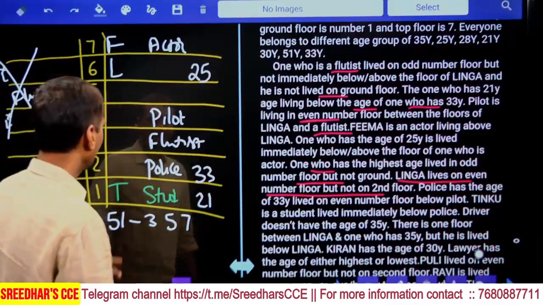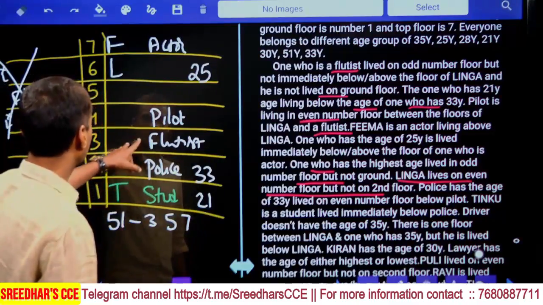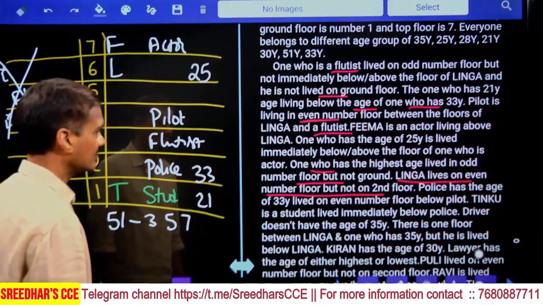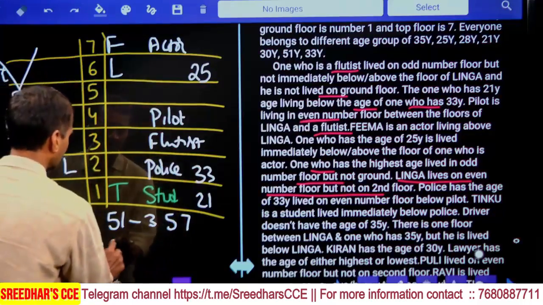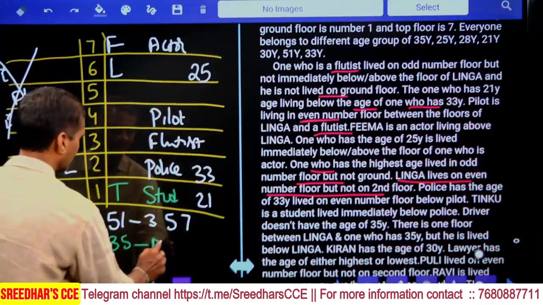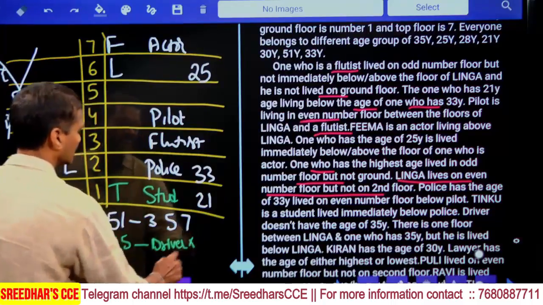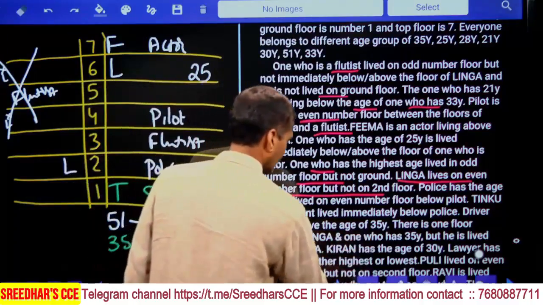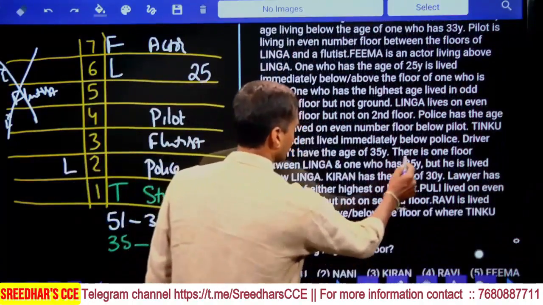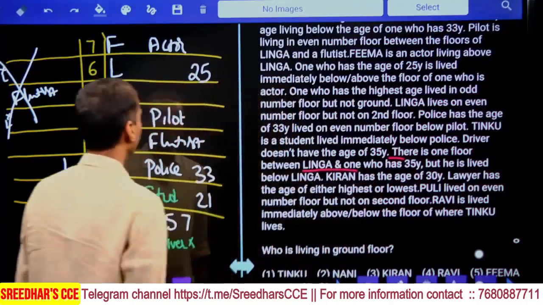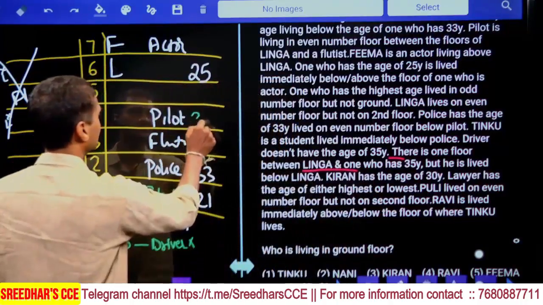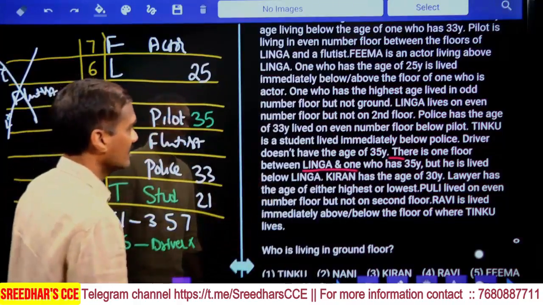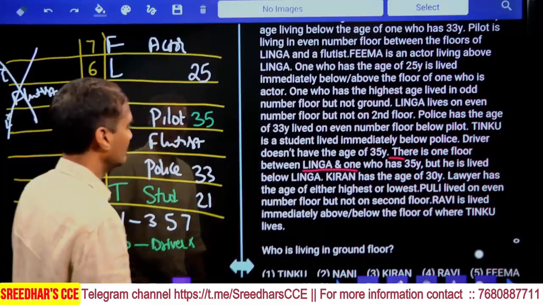Then next one. 51 years, either 3, 5 or 7. It can be here, here or here. And next one: driver does not have the age of 35. The one who is 35 years of age is not a driver. There is one floor between Linga and the one who is 35 years. Linga is here, so this person must be 35 years. We do not need the information that driver is not 35; this information is enough. He lived below Linga. Yes, 35 lived below Linga.